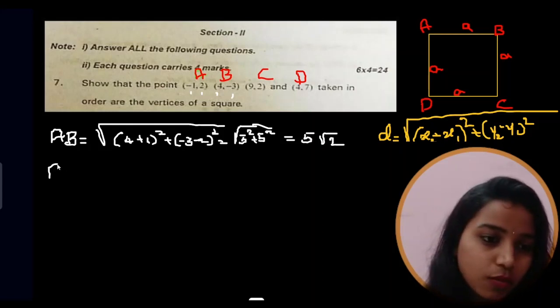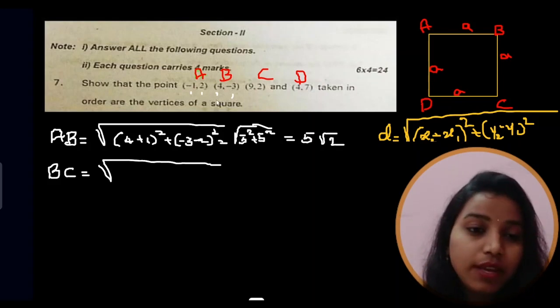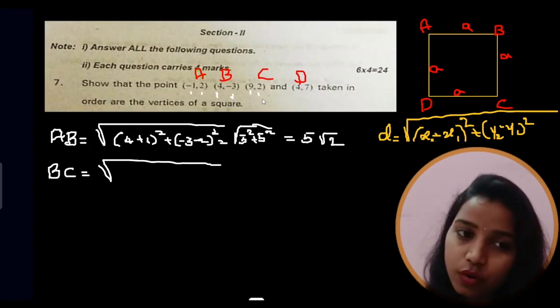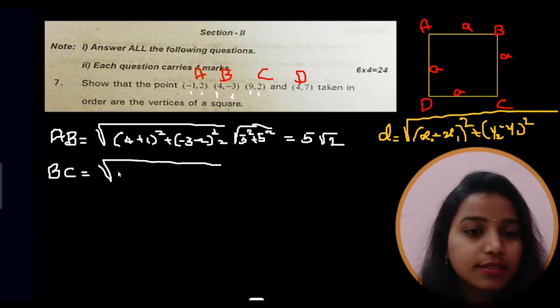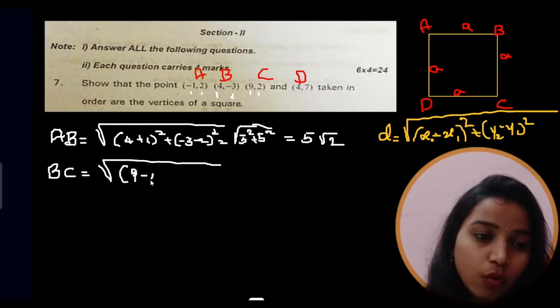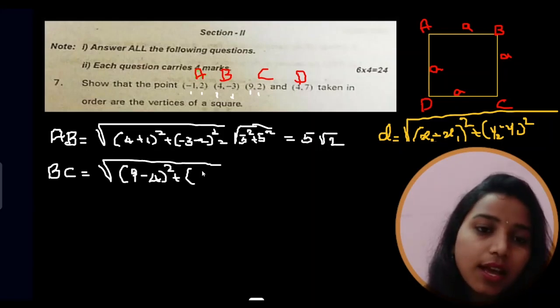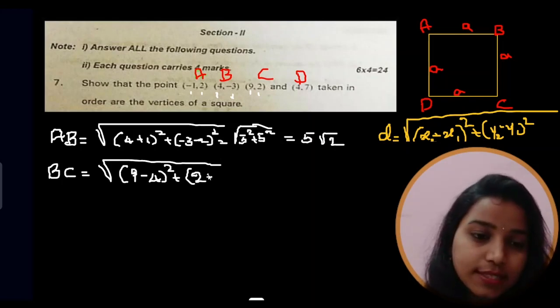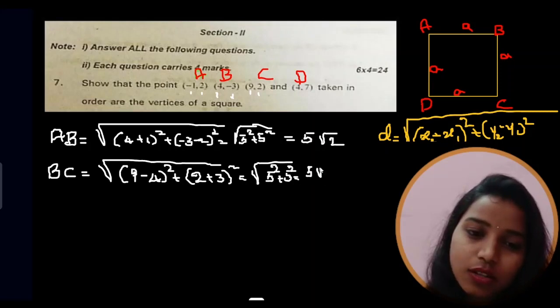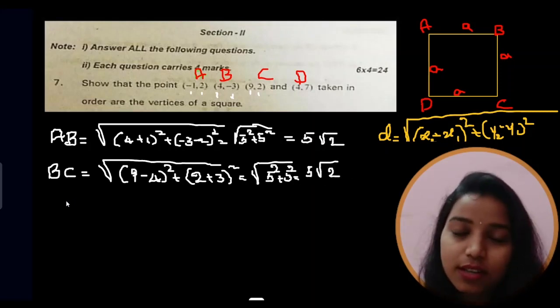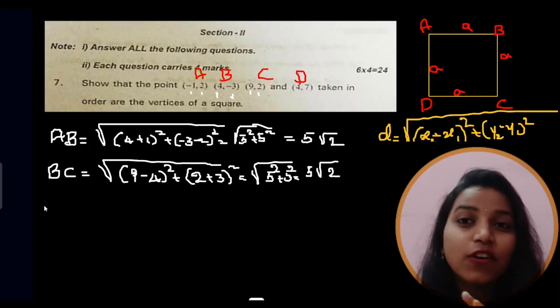And next, one more side, BC. Again substitute all these values. So BC here will be x1, y1 and x2, y2. What is x1 here? 4, and x2 is 9. So x2 minus x1 is 9 minus 4 whole square plus y2 minus y1, which is 2 minus of minus 3, so 2 plus 3 whole square. Then it is also 5 square plus 5 square, again 5 root 2. But that's not yet all. We need to check the distance for all the sides.